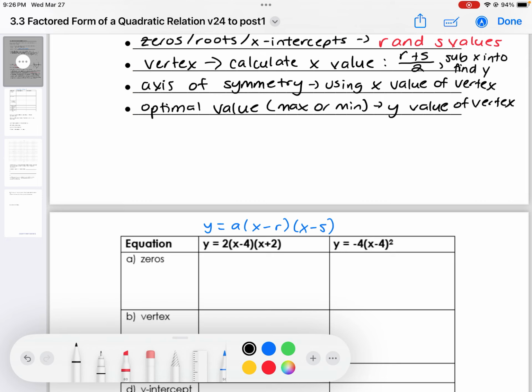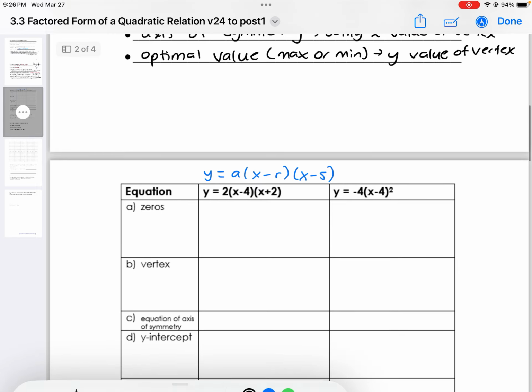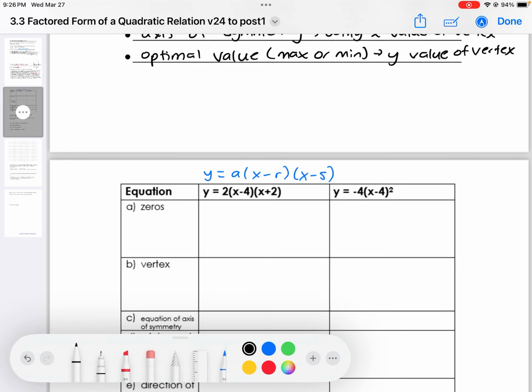So I'm going to leave it looking like it does, y equals -4, and then in brackets x minus 4 squared. So one of the reasons this equation is a little bit better, we talked about in 3.1, the degree of the polynomial. So you can see that equation has the squared term. And so then that means it's a quadratic equation, whereas when you have the factored form, a bracket x minus r bracket x minus s, it does not have a squared term.